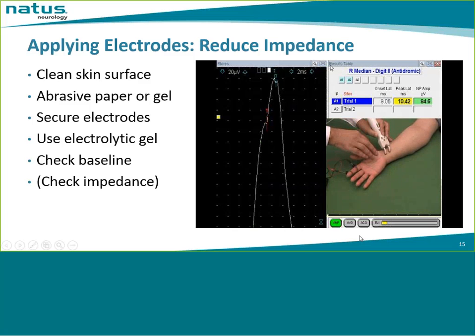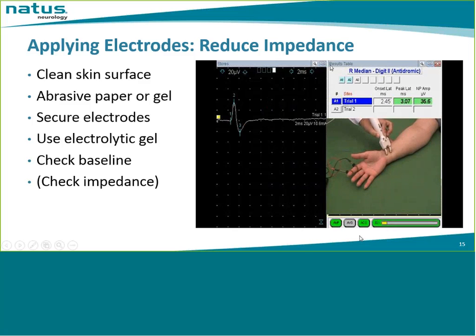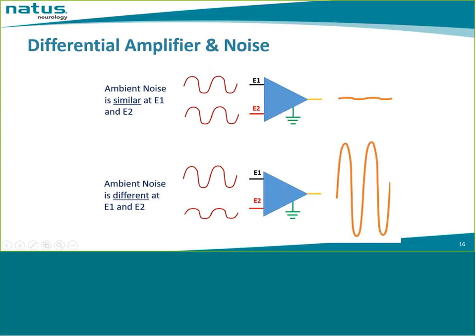So in this case, in the top situation, we can see the noise is very similar, the difference is very low, and therefore at the output we have very low noise. If this noise is imbalanced, as shown in the bottom, we have more noise on E1, less noise on E2, they don't cancel, and therefore we get very high amplitude noise at the amplifier. So the strategy to reduce noise is to make it equal at both E1 and E2 inputs.